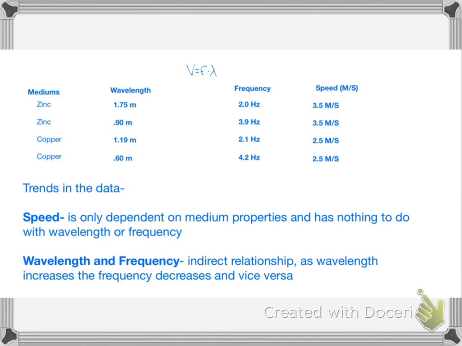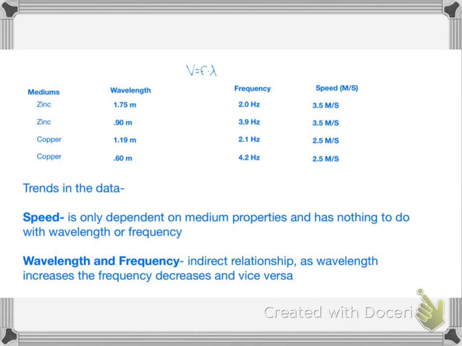Last in this screencast, I want to take a look at the relationship that frequency and wavelength share and how it affects speed. By looking at the table of numbers from the previous slide, we can see that the speed of equal mediums is the same. This is because speed is only dependent on the properties of the medium.